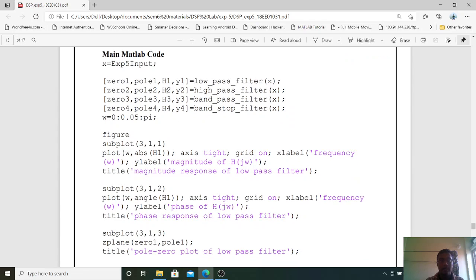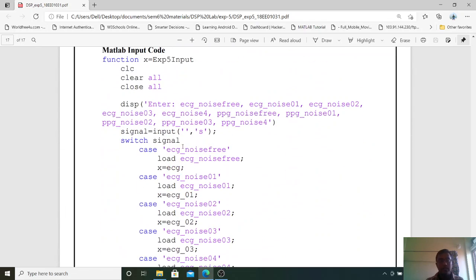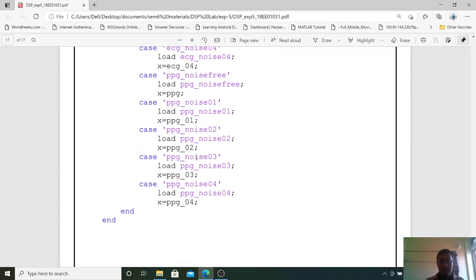And this is our MATLAB main input code. From here I was calling all the functions, and this is the MATLAB input code. From here I was taking the input.